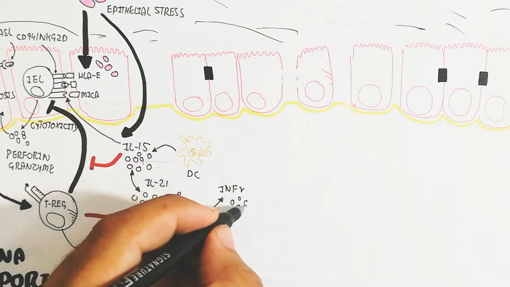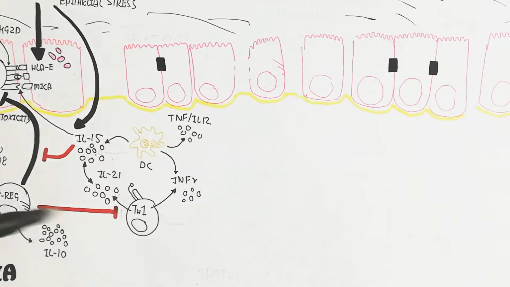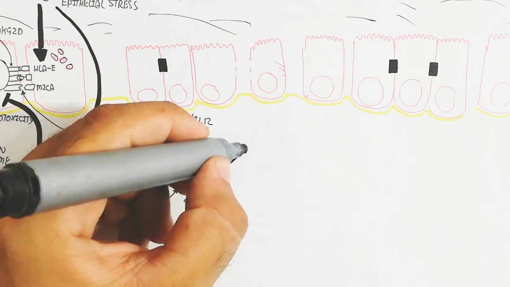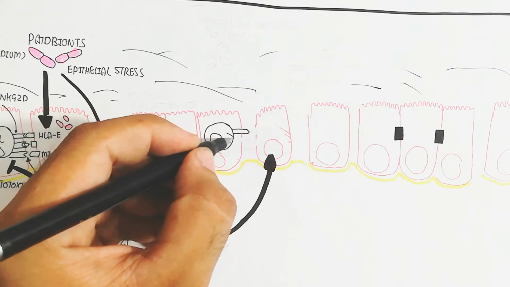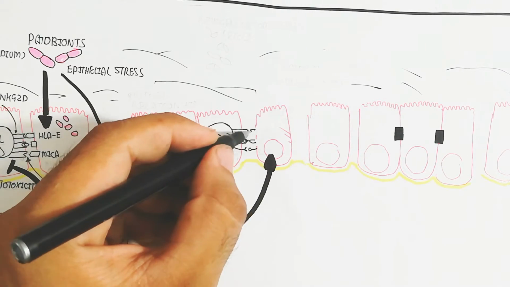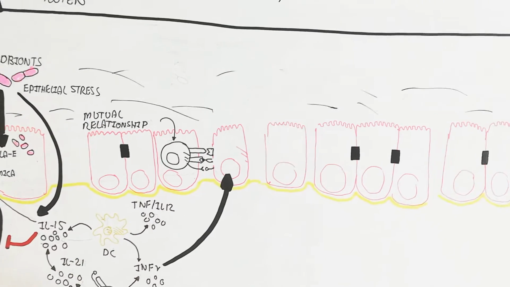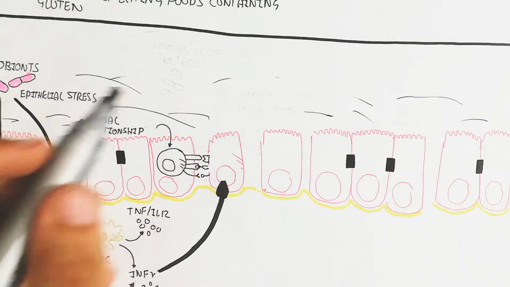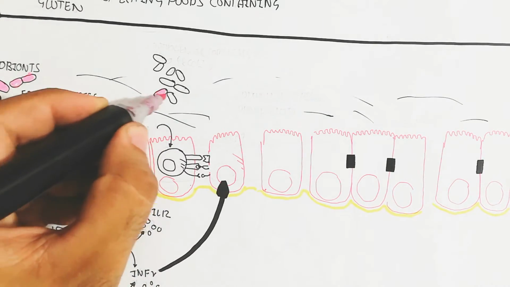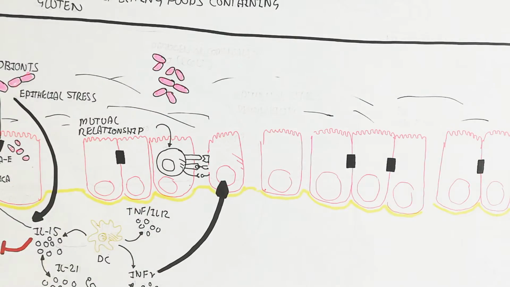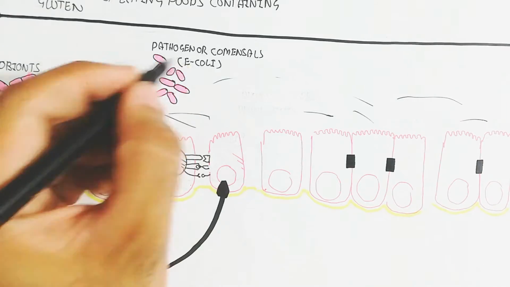Because the T helper 1 cell releases interferon gamma, which recruits the dendritic cell, and the dendritic cell releases tumor necrosis factor alpha and interleukin 12 for the innate immune response. The dendritic cell is also recruited through interleukin 15 for the detection of antigen from the infected cell, and the T helper 1 cell is also detected through interleukin 21 release.